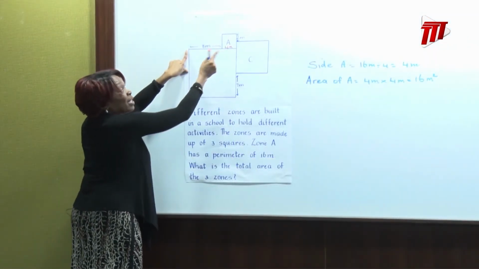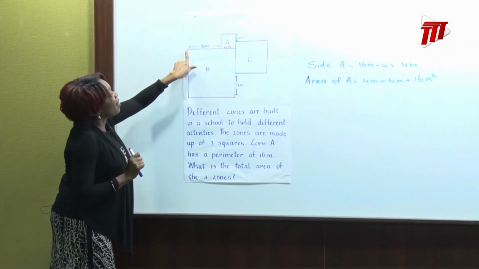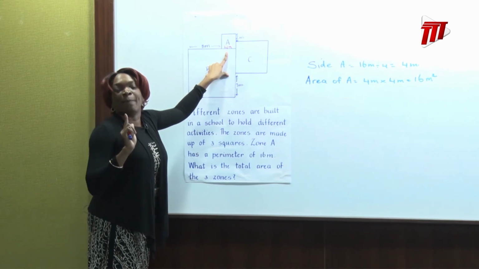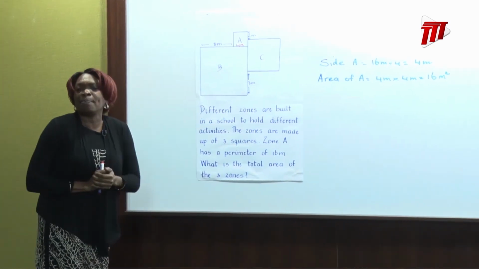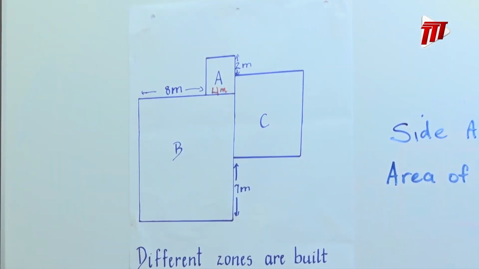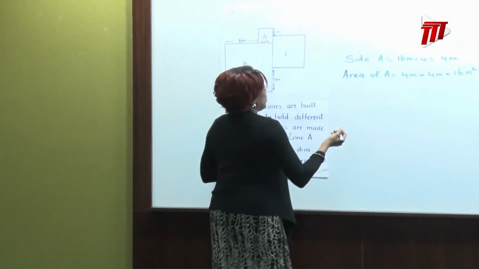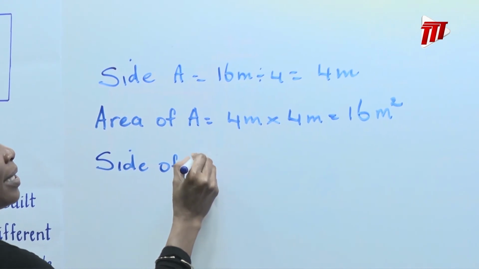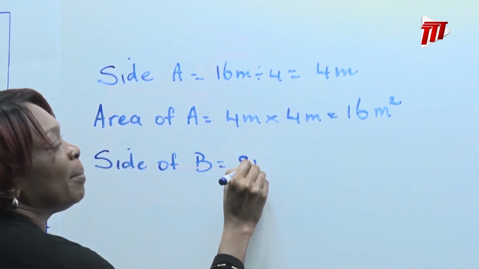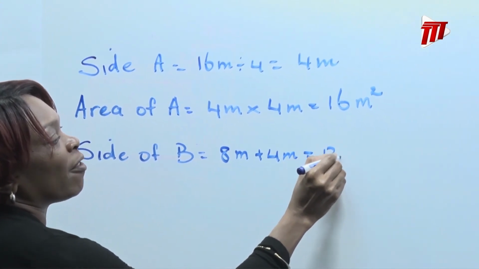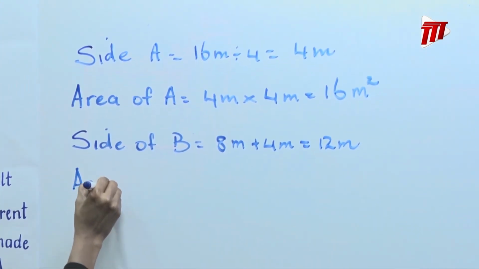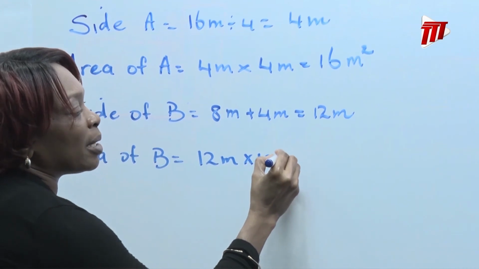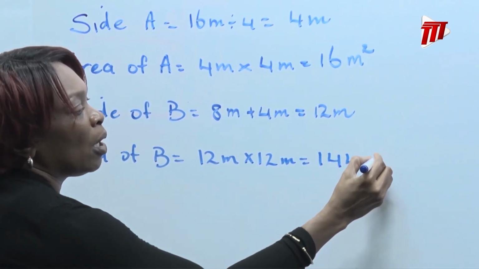So we use A to help us find B. So the length of B would be the 8 meters and the 4 meters, giving us 12 meters. Can we now find the area of B? 12 multiplied by 12. Side of B, I want to make sure that you're with me. Side of B is equal to what? 8 meters and the 4 meters, giving us the 12 meters. Now we can say area of B, 12 meters multiplied by 12 meters, giving us 144 meters squared.